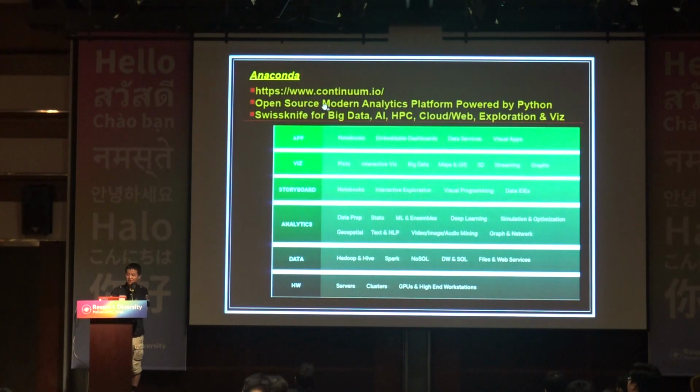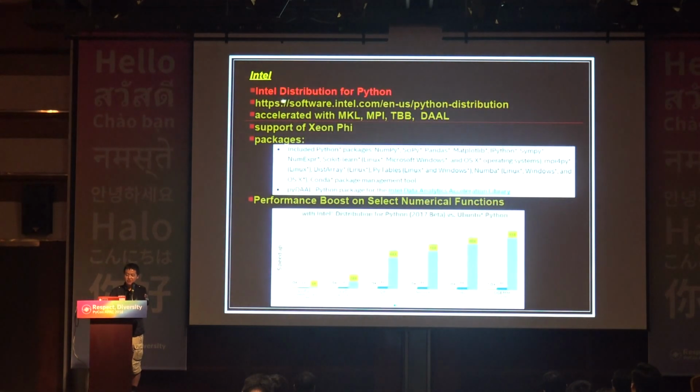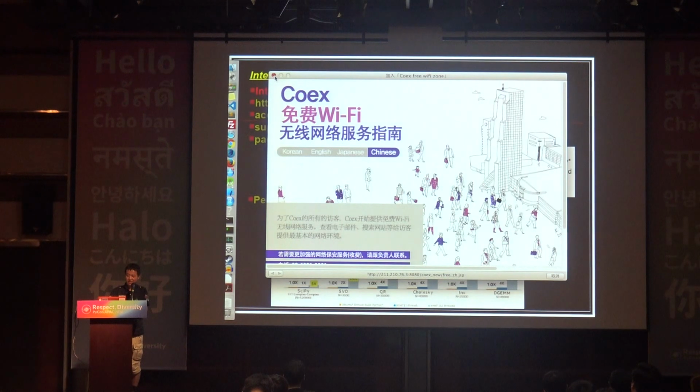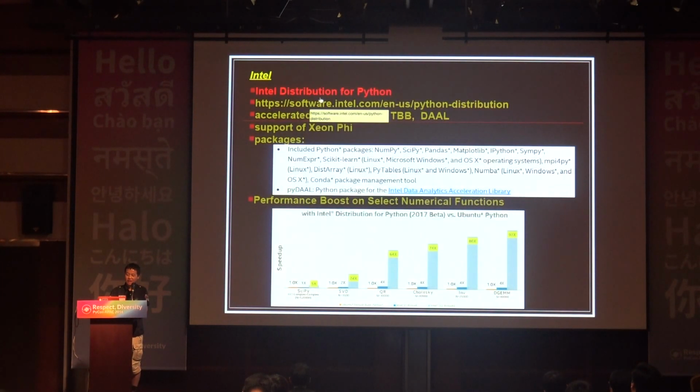Alexander is a cool project powered by Python for open source modern analytics platforms. It is a Swiss Army knife for big data, artificial intelligence, HPC, and so on. And Intel has also noted the potential for Python in the HPC or cloud computing field. They are working on developing a special distribution for Python, which can be accelerated with their MKL, MPI, and TBB or DAAL libraries on x86 platforms.